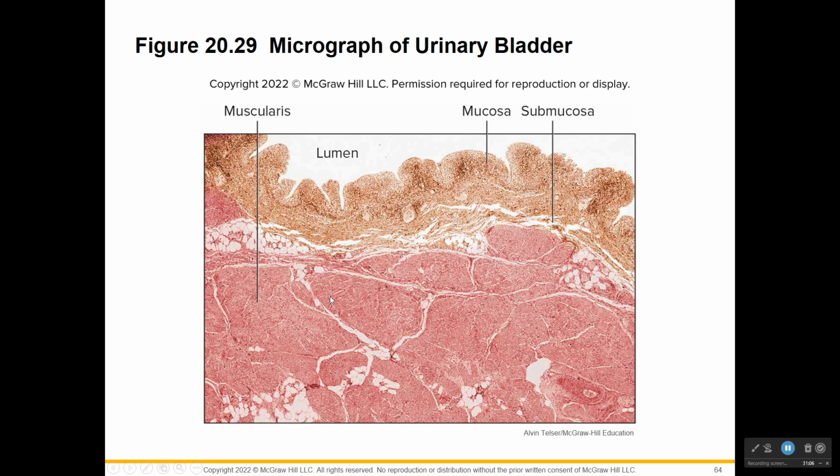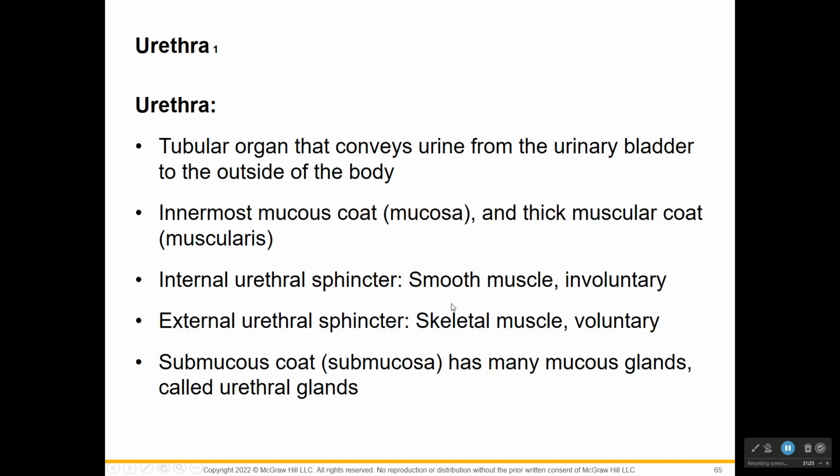And here's a picture through the microscope of the inside of the bladder. You can see it's empty. That's why it's got all these folds. This is transitional epithelial tissue that makes up the mucosa lining. And then you have the submucosa, and then all of the muscle. And then on the outside would be the serous membranes.